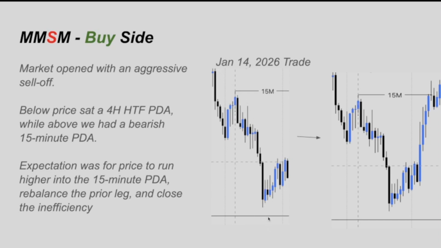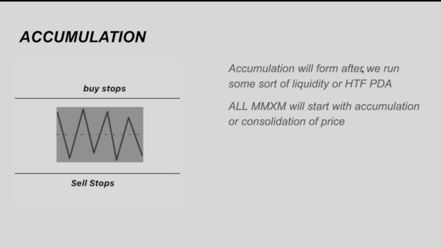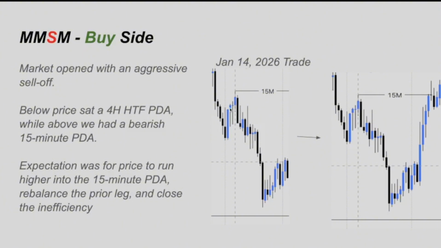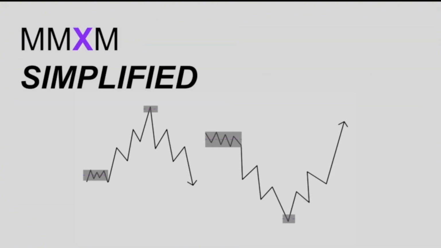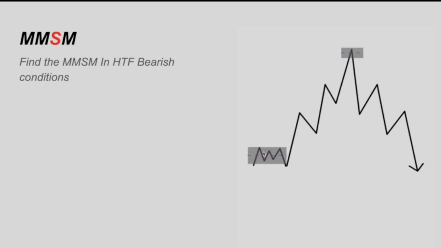We were super close to a high time frame PDRA, being the 4-hour, right? A really nice 4-hour, but we also had this consolidation above the stop loss, and we didn't rebalance anything, right? So to take this short right here would be kind of bad. And as I previously stated, accumulation will form after we run some sort of liquidity or high time frame PDRA. We hit a 1 hour, we consolidated here, we broke down a little bit, and then we consolidated again, right? So our target for the market maker sell model will be this little accumulation zone.